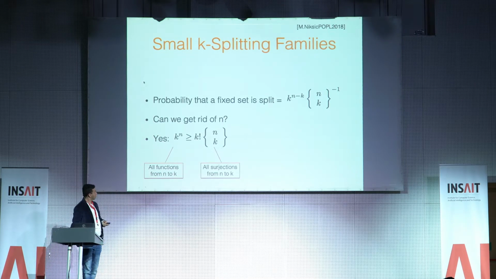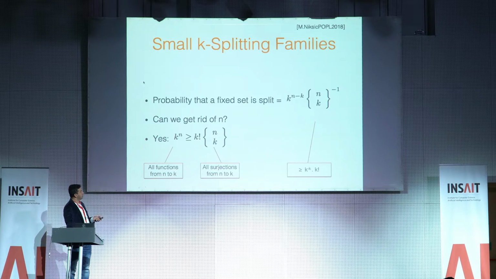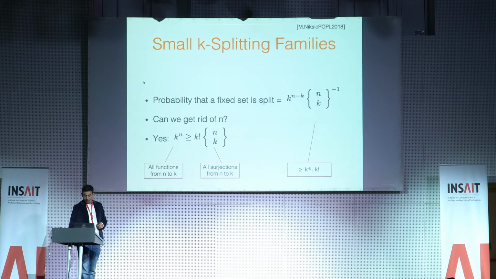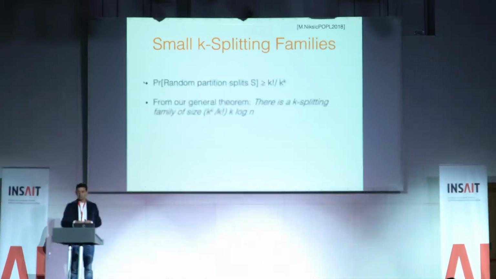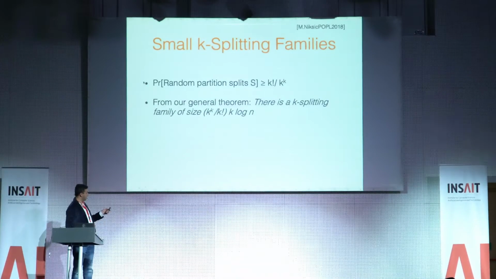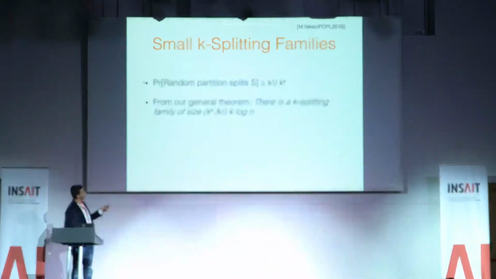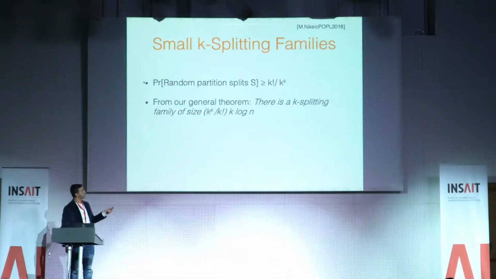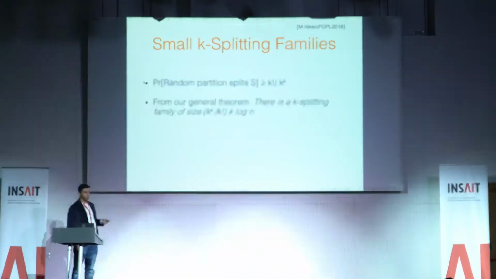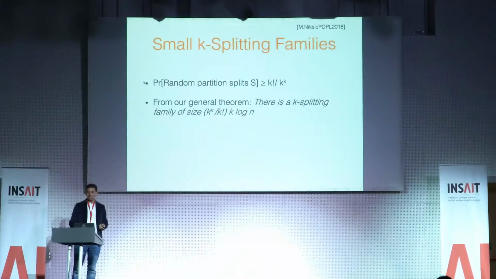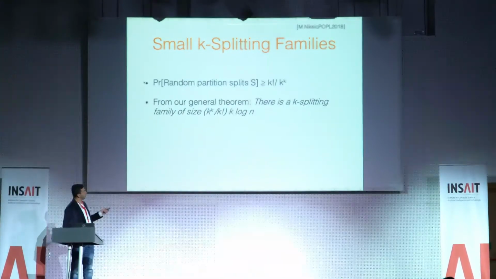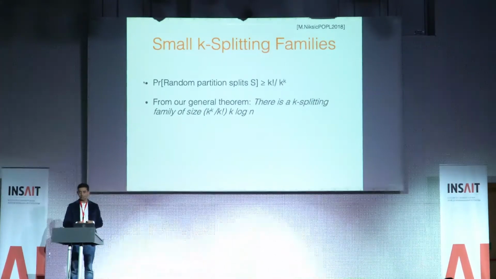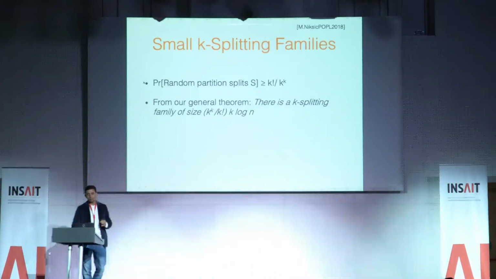And so now if you use this inequality, you can essentially get rid of n from this quantity. You get something that depends exponentially on k, but it's independent of n. And then we can just plug in the old theorem that I showed you, that I now have a lower bound on the probability that a random partition splits a particular set S, and that's only a function of k. Applying our general result, we know that there is a k-splitting family that is exponential in k, but just logarithmic in n.